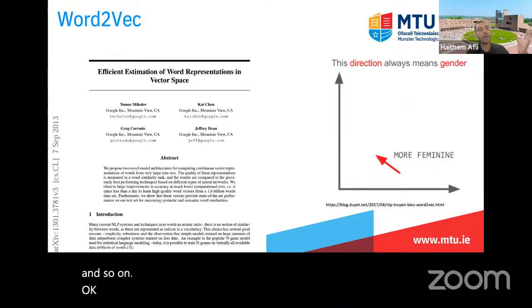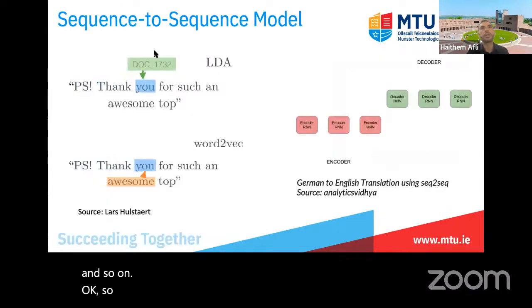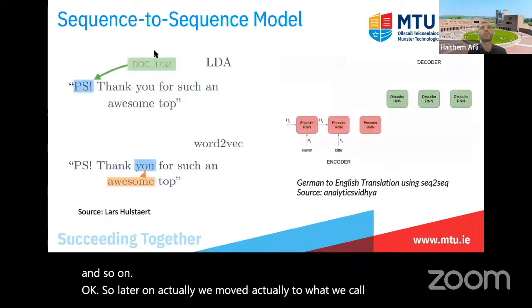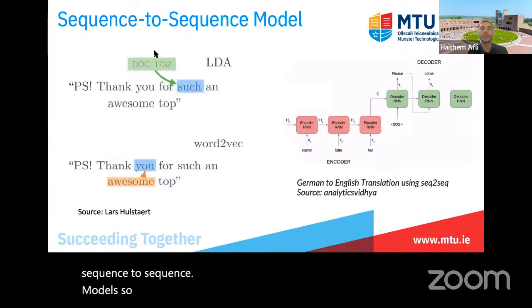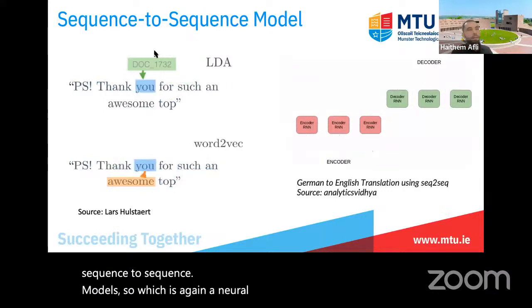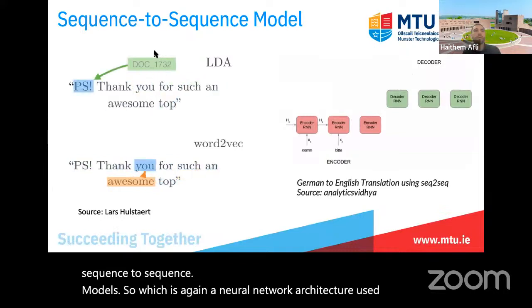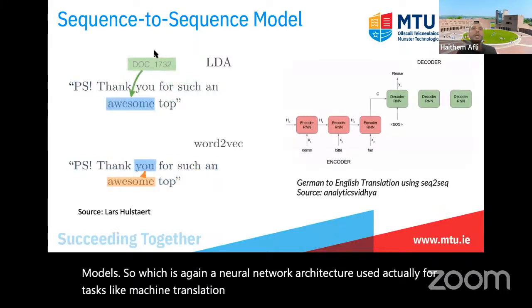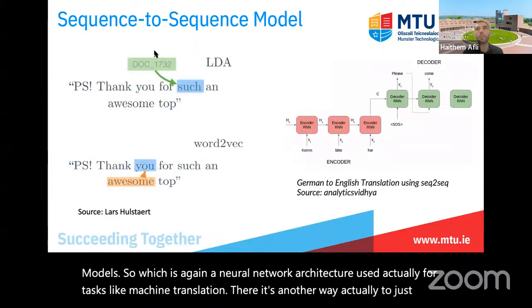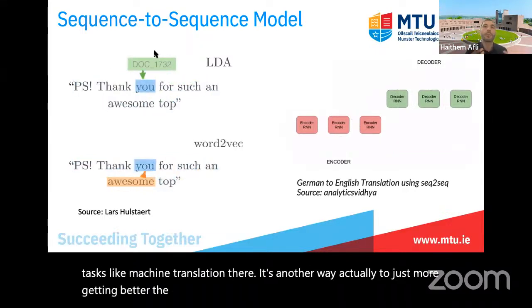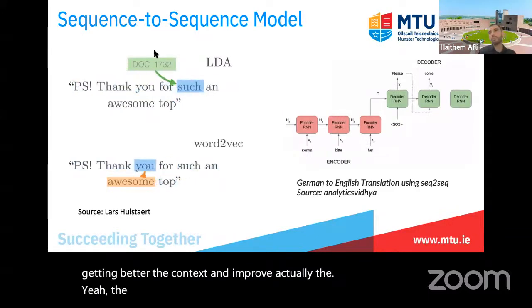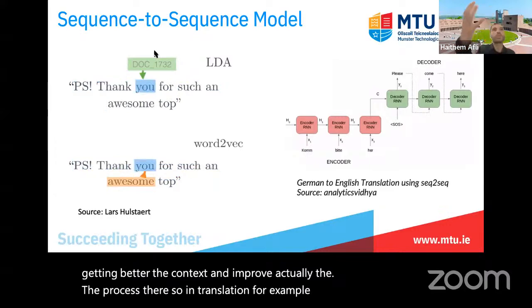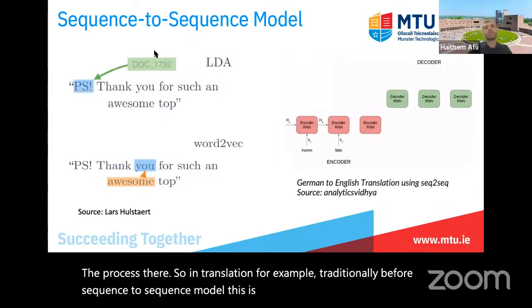Later on we moved to what we call sequence to sequence models, which is again a neural network architecture used for tasks like machine translation. It is another way of getting better context and improving the process. So in translation, for example, traditionally before sequence to sequence models, we used to use what we call statistical models.